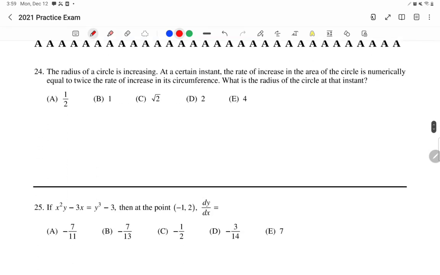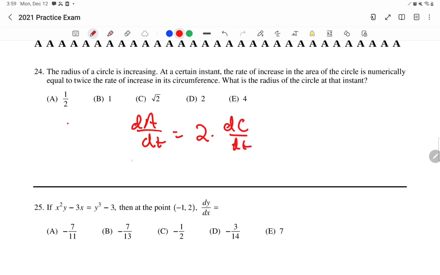All right, the radius of a circle is increasing at a certain instant. The rate of increase in the area of the circle is equal to twice the rate of increase of its circumference. So we have basically dA/dt is equal to twice the rate of increase in its circumference.